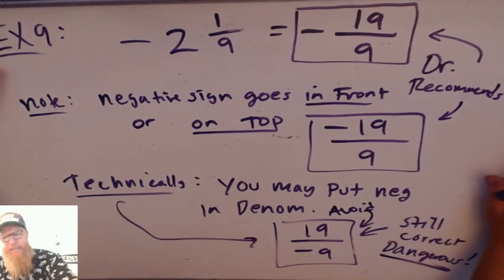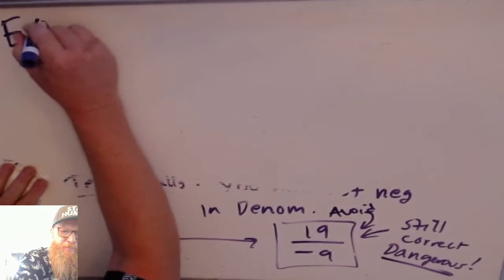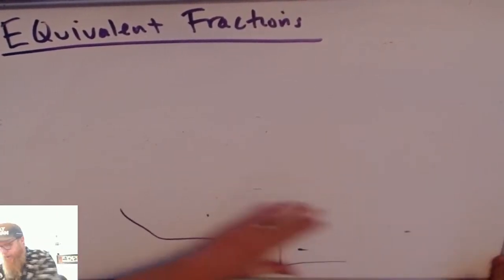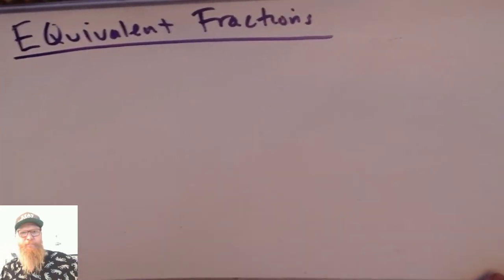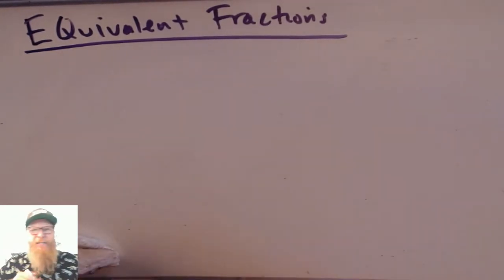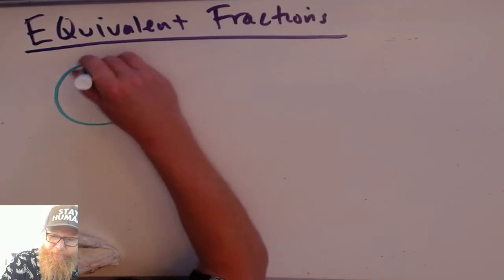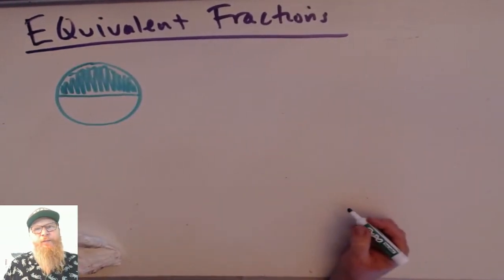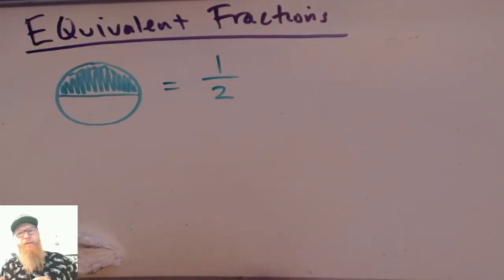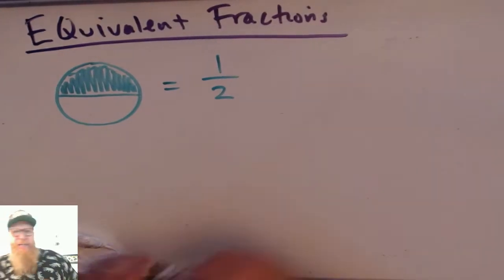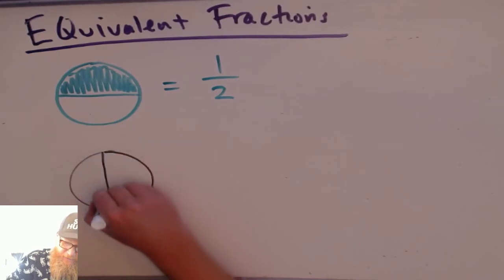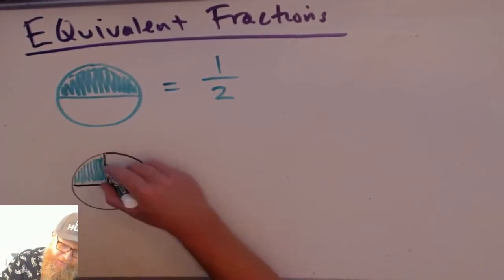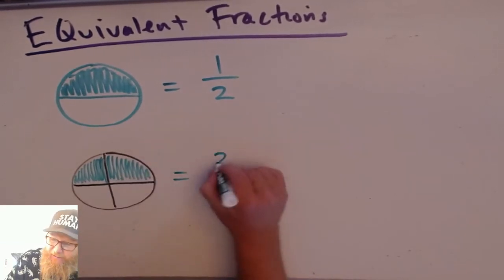Let's draw some more pictures, I guess. Next, we're going to talk about equivalent fractions. So I'm going to go back to my pizza factory here. So suppose I shade half the circle. That would be one half. But what if I do this? What if I shade two slices out of four?